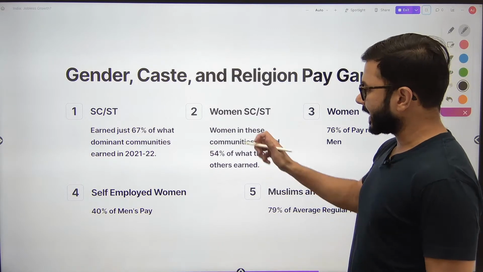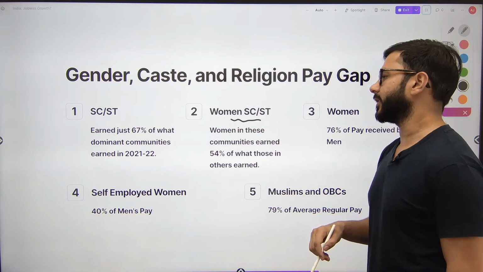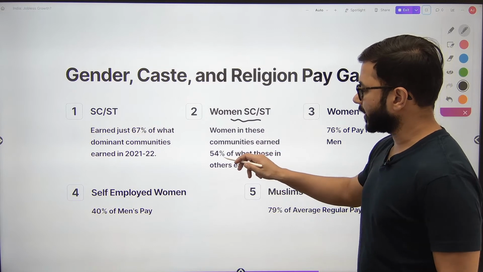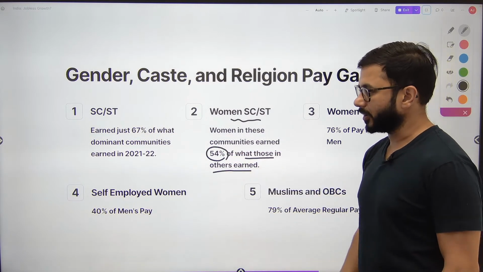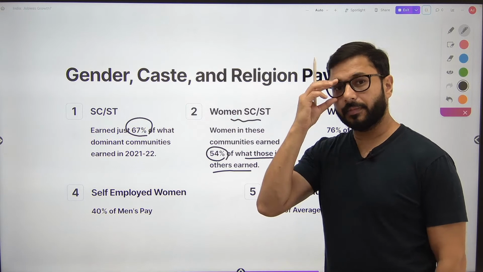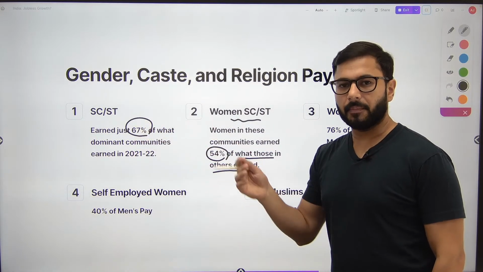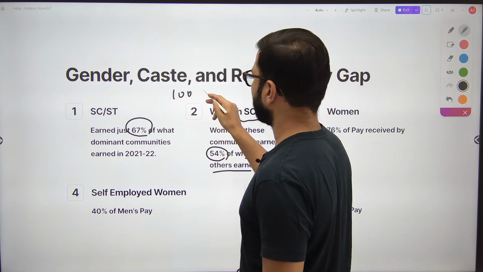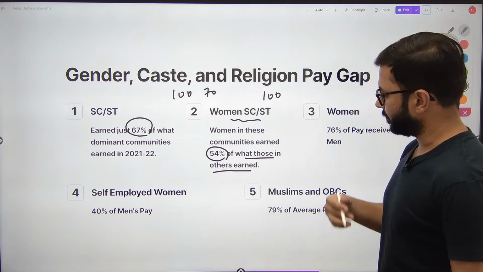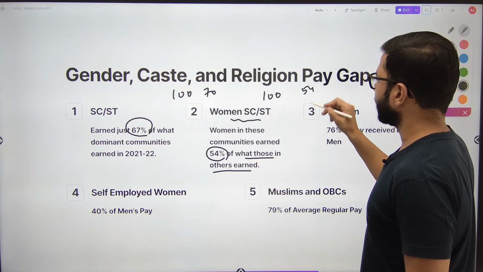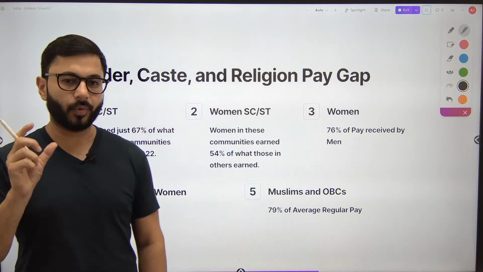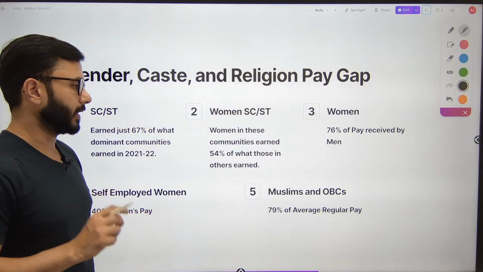Okay? Second analysis related to women SC/ST. Not only women, but women belonging to SC/ST category. Women in these communities earn 54% of what those in others earned. So overall, looking at men plus women, it is 67%. So there is a discrimination. They get about 70% less, meaning if the other person is getting 100, here this person will get 70. But when it comes to women, it's even more. If a woman belonging to other categories is earning 100, a woman belonging to SC/ST category is earning only 54 rupees. So the disparity is much wider when we specifically relate it with women.